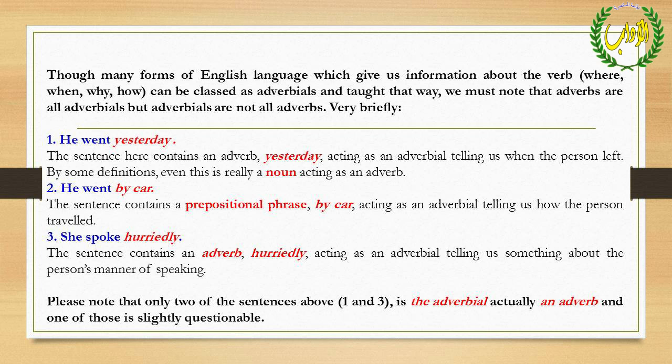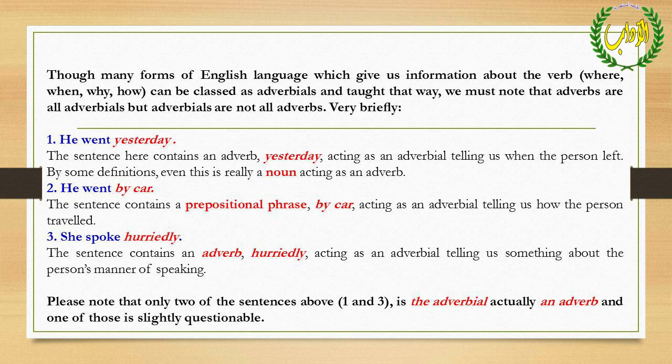Though many forms in the English language which give us information about the verb, where, when, why, how, can be classified as adverbials and taught that way, we must note that adverbs are all adverbials, but adverbials are not all adverbs. Very briefly, as shown in these examples: he went yesterday. The sentence here contains an adverb, yesterday, acting as an adverbial, telling us when the person left. By some definitions, even this is really a noun acting as an adverb.